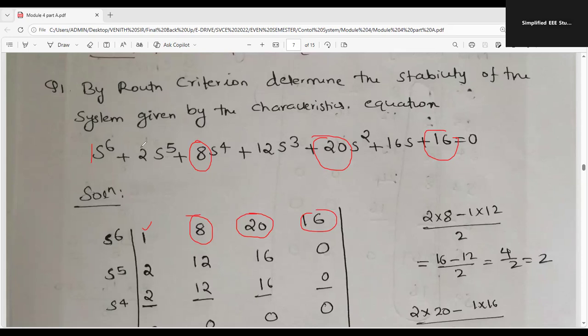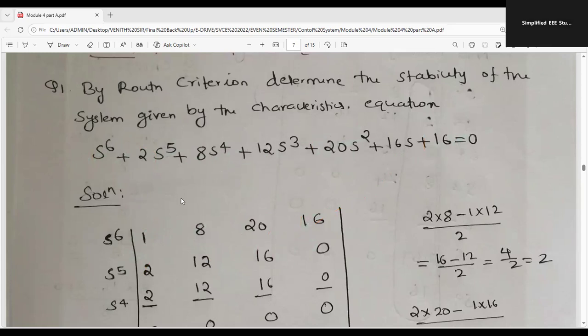What is the coefficient corresponding to s to the power 5? 2, I have written over there. Next 12, I have written over there. Next 16, I have written here. Then there is no other element, so this element must be 0. So I don't have any problem updating these coefficients. I think everybody understood how we update these coefficients.